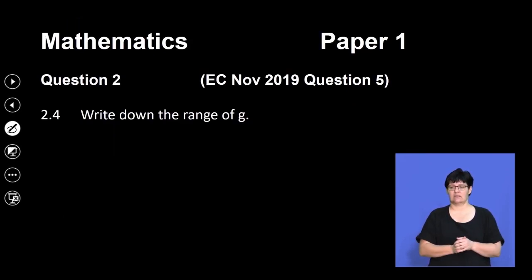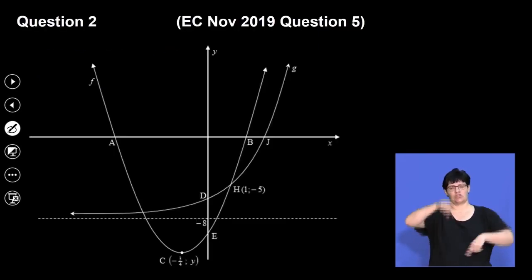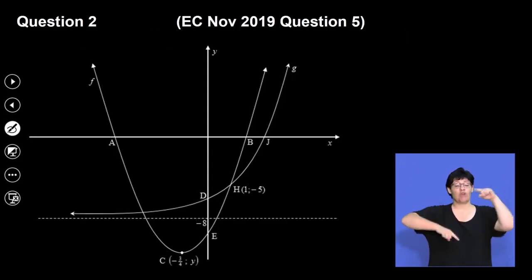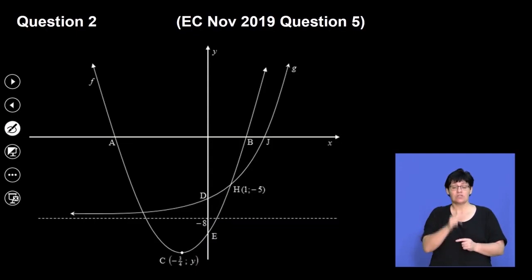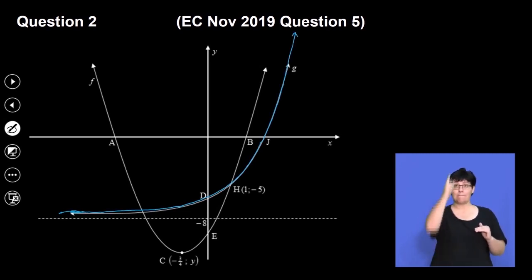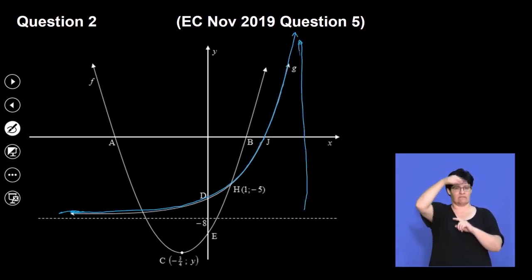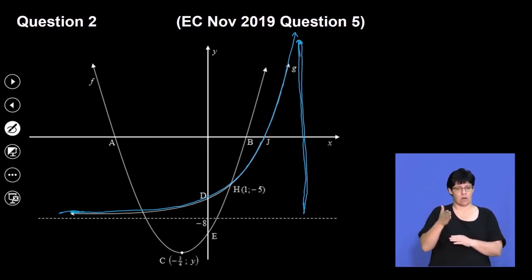All right, we're asked to write down the range of g. Okay, so remember the range is all the y values for which that function exists. So we can see that the exponential function exists all the way down to the asymptote, and then going all the way up to plus infinity. So we can see those are the values of y for which this function exists, that exponential function.